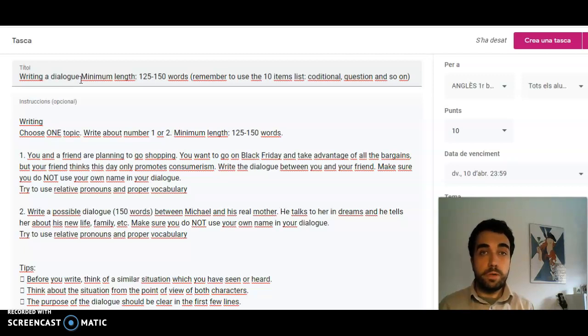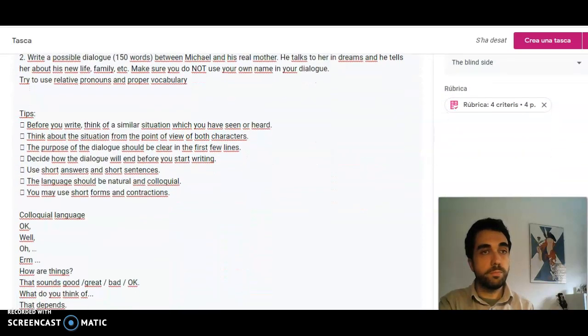And remember, when you are doing the writing, to use the 10 item list I gave you. Yes, so use conditionals, questions, and so on. Okay, you've got two topics to choose for this writing, so that you've got it written in Google Classroom, so you can choose either the first one or the second one. I don't mind, so up to you guys. Choose whatever you prefer. And then some tips I would like to give you first.